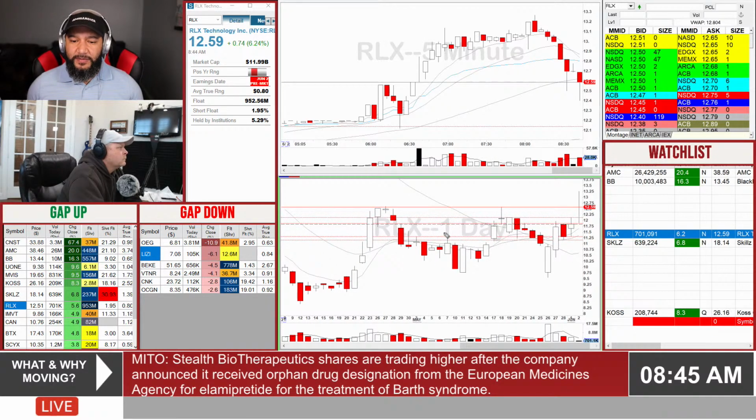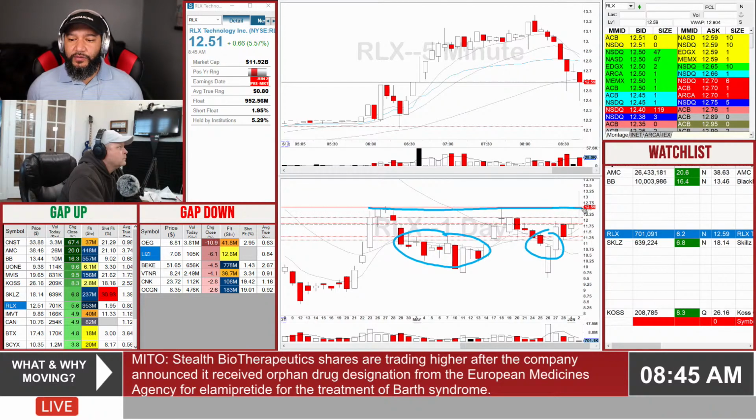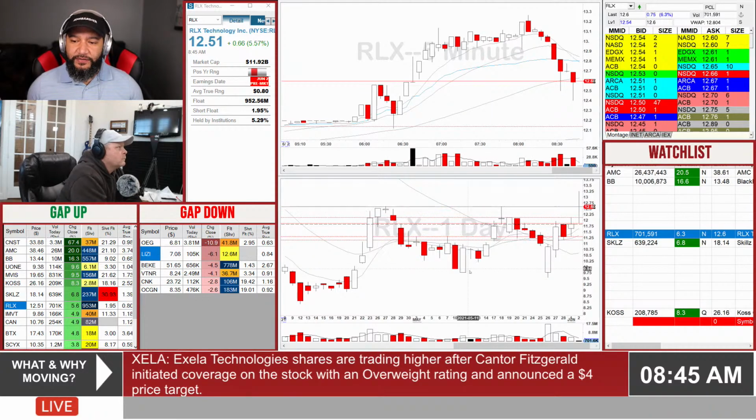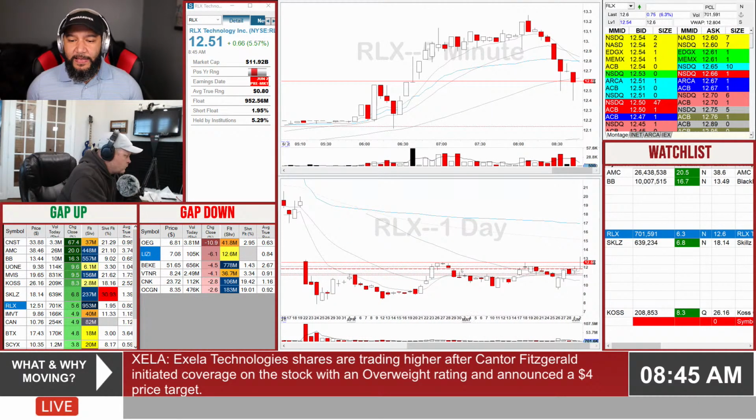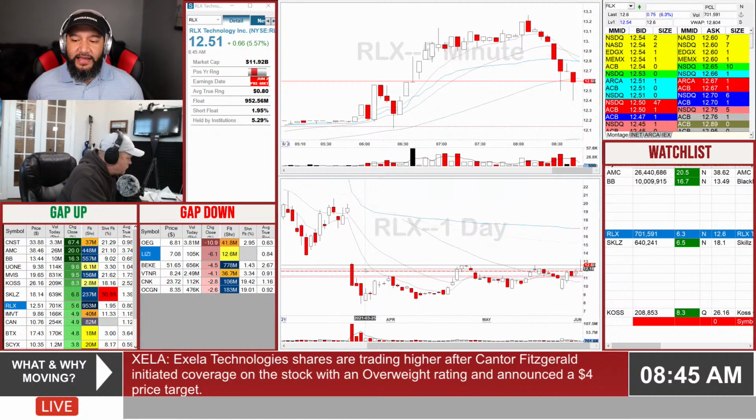Dailies, aside from it being choppy in some of these areas, I do like the fact that we're breaking out of this 1259, 1260. So if we can continue above that, this could be nice for a little run. Maybe go back and retest that high of the pre-market. But outside of that, this is not a great one.